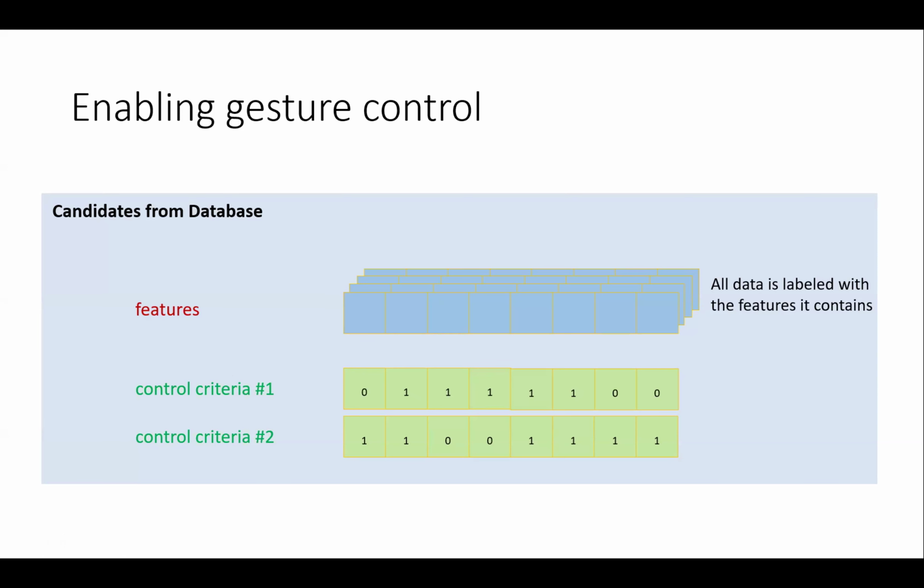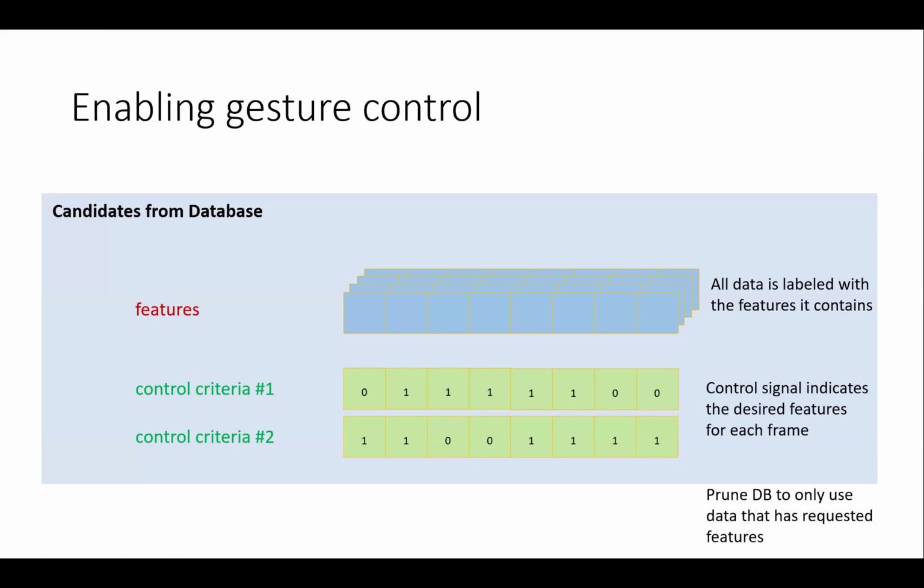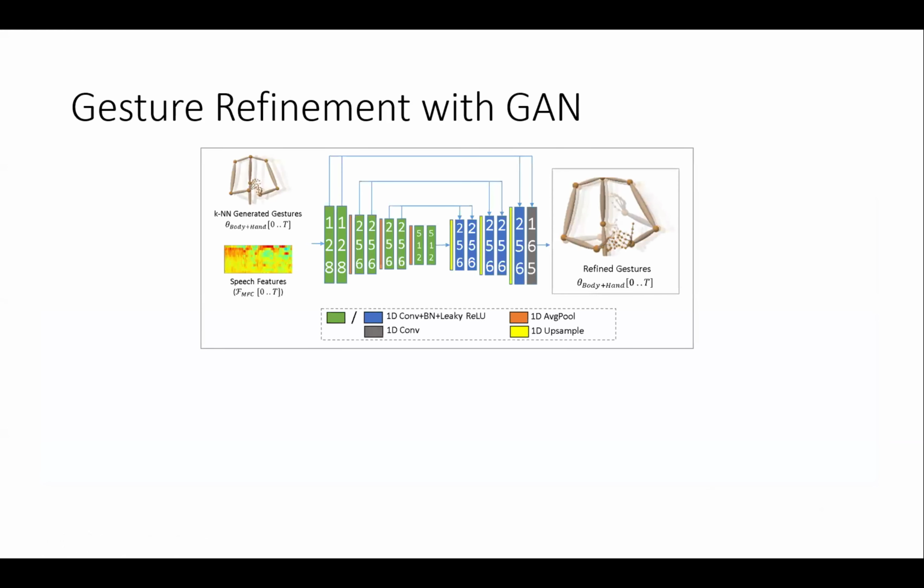Then all of the data in the database is labeled for these criteria, so they're marked as either present or not. And then we simply do a prune. We run exactly the same algorithm; we don't modify the algorithm at all. We just drop out all the data that doesn't match these criteria. As long as you have a reasonably large database, this very simple technique works, and it gives you good low-level control of the motion.